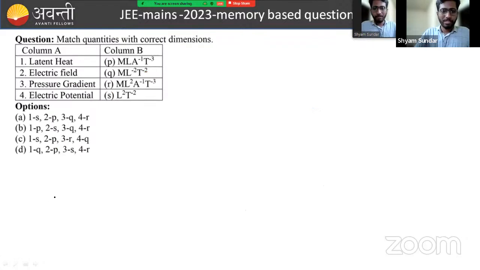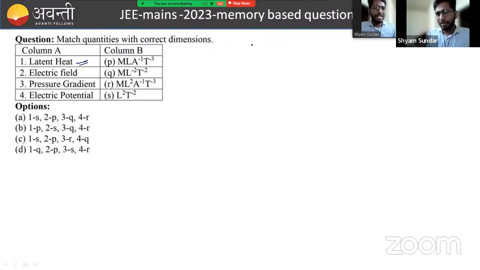Okay, we'll move to the next numerical. Here again, like yesterday, in every paper you can find one match the following question. Here they're asking about the latent heat. Latent heat, you know, right? When we are giving some amount of heat to any object, without changing its temperature, it will change its state. That is called latent heat. The amount of heat required to change the state without changing its temperature. Correct now?